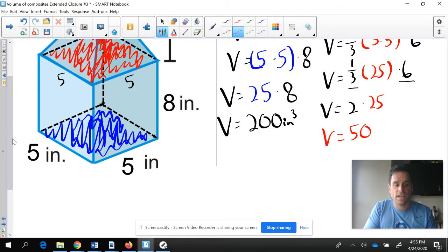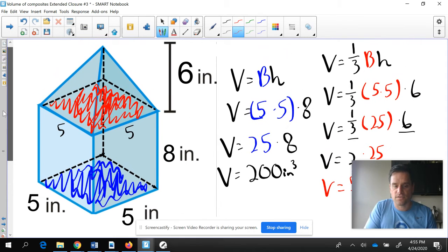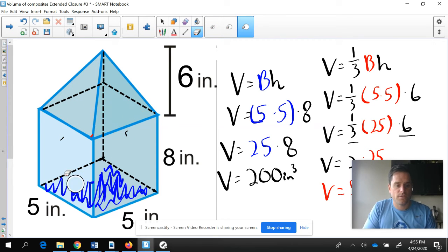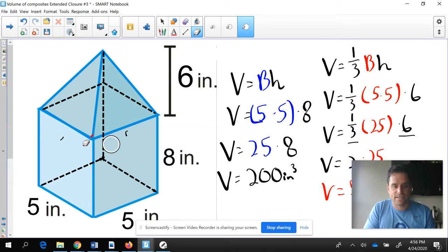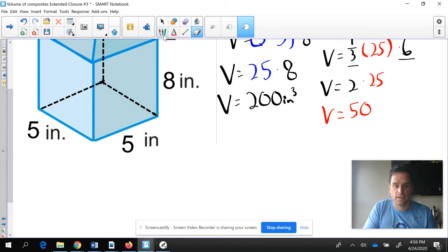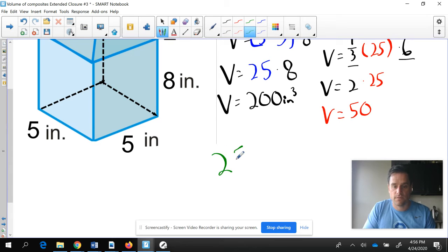Okay, so do you add these or subtract these? Well, do you notice here, this looks kind of like a house. Those volumes we're going to add together because it's one big shape. If you fill this entire thing up with water, it will be more, not less, when you take these two values. So we're going to add these together, and your final answer is going to be 250 inches cubed. I'll put a little inches cubed here, too.